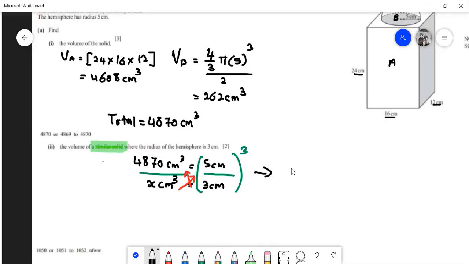I know enough space I'm going to do here. So it's going to be 4870 times 3 cube divided by 5 cube should give me my x. If you calculate properly, you should get 1051.92. So I guess we can just stop at 1051 cm cube. Okay, so it's a 2-mark question. It shouldn't take you longer than that now.